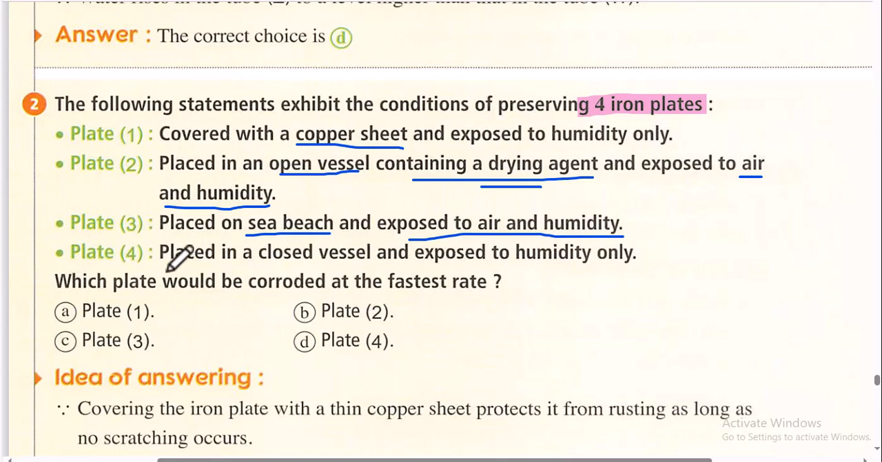Plate number 4, placed in a closed vessel and exposed to humidity only. It is preserved to some extent, as it is in a closed vessel, but it is exposed to humidity. So which plate would be corroded at the faster rate? I think you know it. It is the one that is placed on the sea beach and exposed to air and humidity.